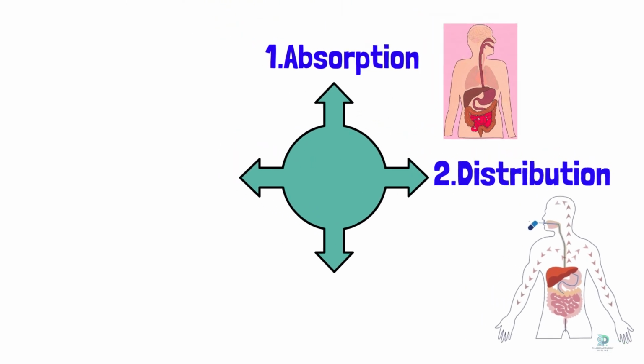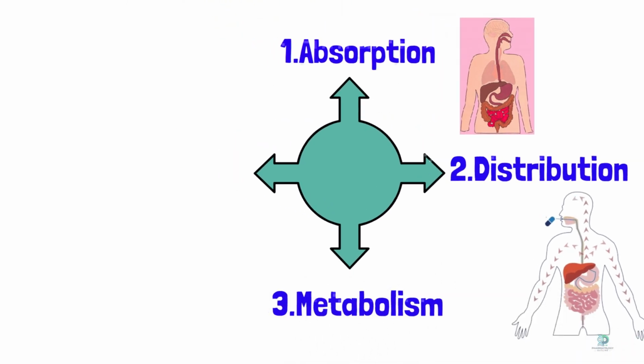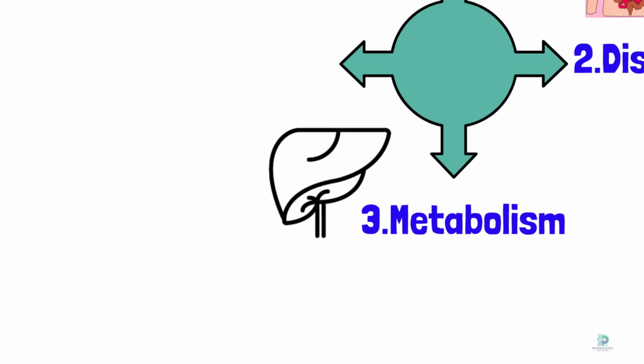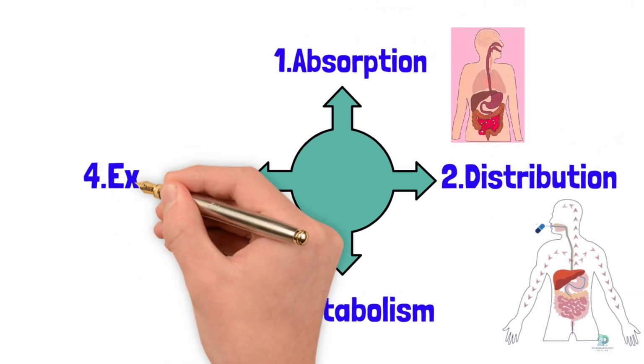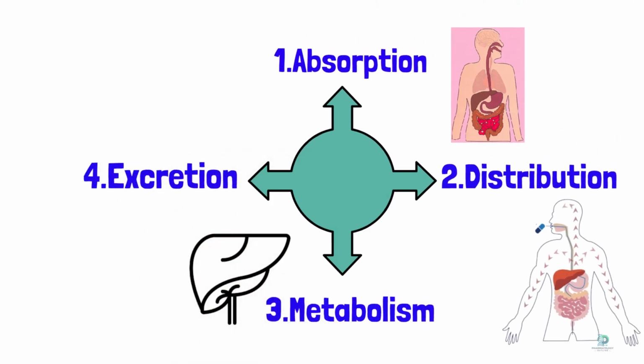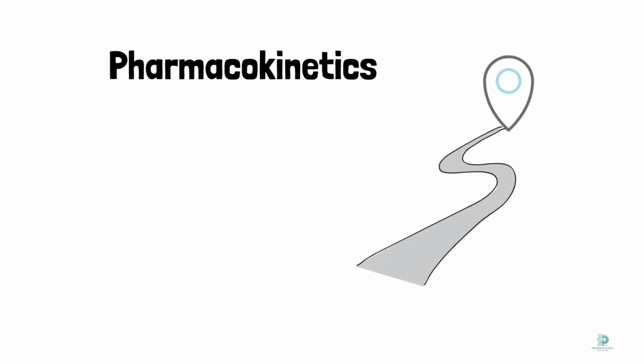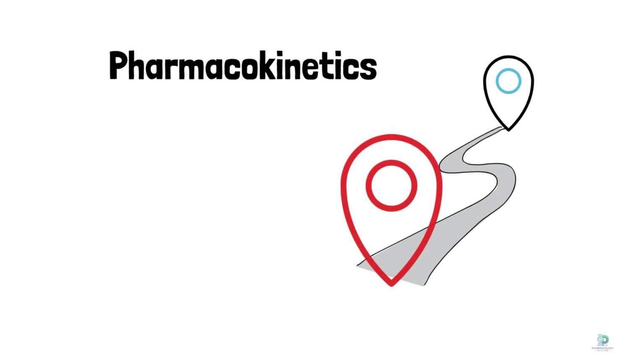3. Metabolism, the body's way of breaking down the drug, primarily in the liver, into metabolites that are often less active or inactive. 4. Excretion, how the drug or its metabolites are eliminated from the body, typically through the kidneys in urine, but also via feces, sweat, and even exhaled air. Think of pharmacokinetics as the journey of the drug through your body, from the moment you take it until it's completely out of your system.